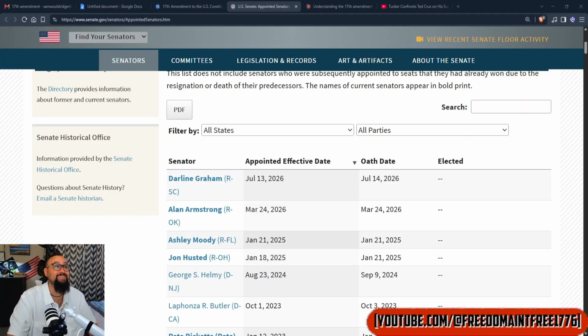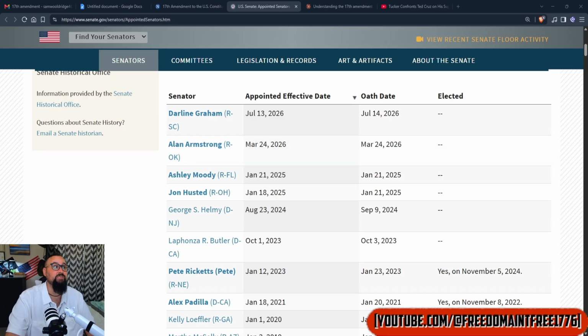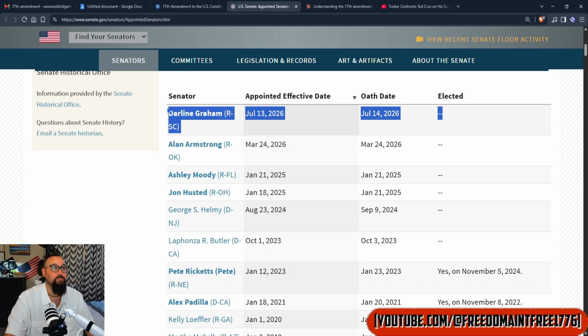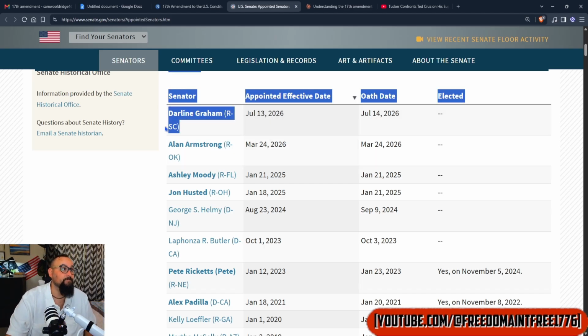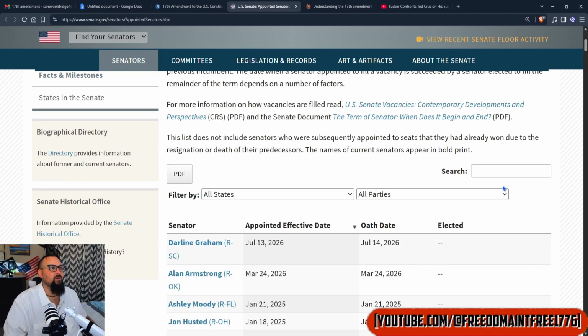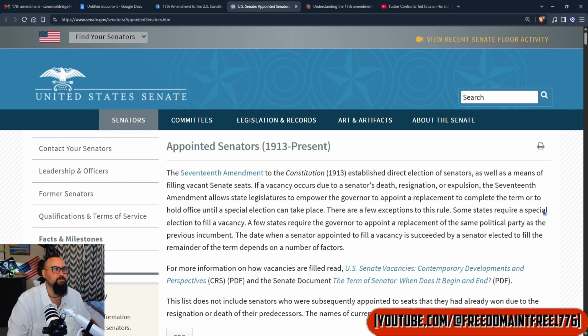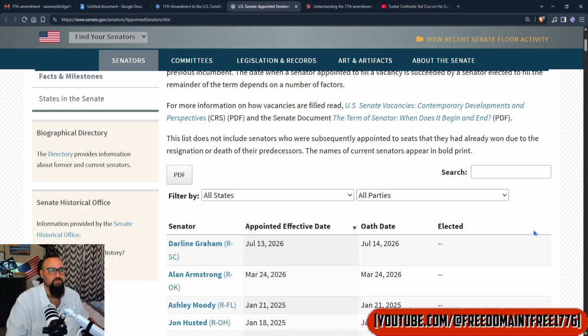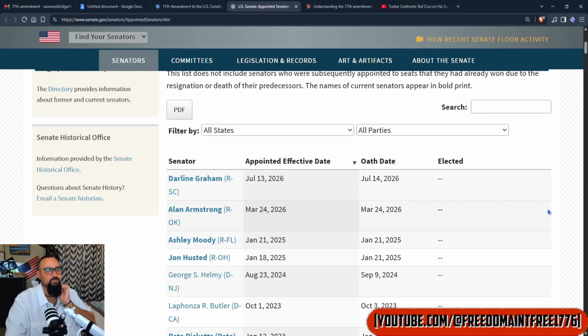So there is a list. I'm on Senate.gov for the appointed senators right here. This is the one I was talking about, Darlene Graham. She took the seat in South Carolina whenever her brother died, right? And this has gone on, what was it, 210 times, I think, something like that. So it's not the first time.